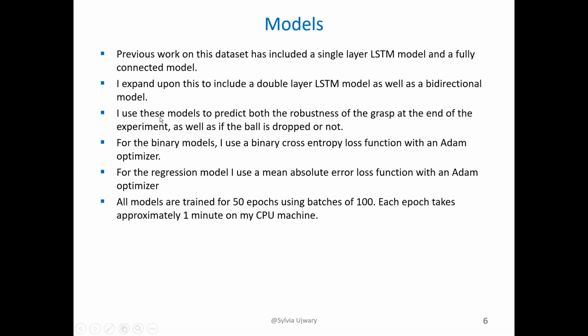In previous work, these models were only used to predict a binary value of whether the grip is good or not good, and I decided that we'll try also predicting the actual robustness value. So for the binary classification problem, I used a binary cross entropy loss function with an Adam optimizer. And for the regression model, I ended up using a mean absolute error loss function with an Adam optimizer for all the regression problems. And all these models are trained for 50 epochs with batches of 100.